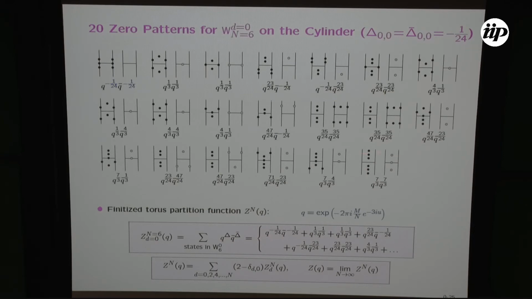You just add all of these together. We completely understand this classification. We can do everything again in terms of q-binomials and skew q-binomials. This time we have to use the modified trace, and then the modular invariant partition function should come out in the limit as n goes to infinity.